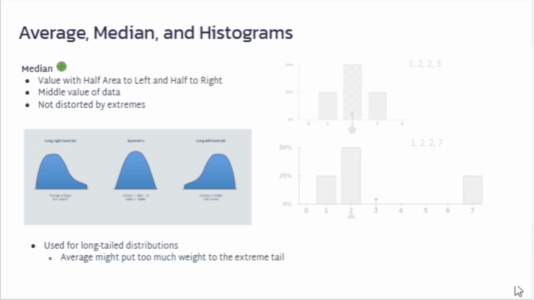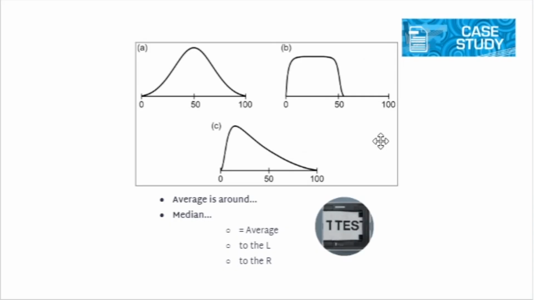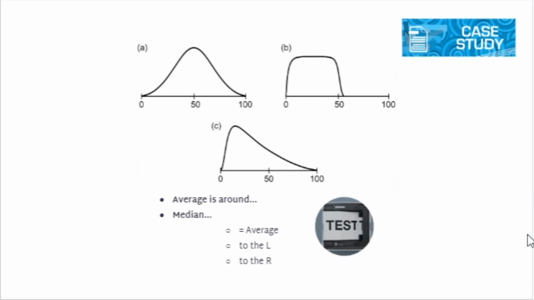Now let's have a case study. We have 3 histograms here. For these 3 histograms, we have to guess what the average is around, and also whether the median is equal to the average, or to the left or to the right of it. So for the first one, where is the average? It's simple. The average is 50, because it's the center point, the histogram is symmetric.